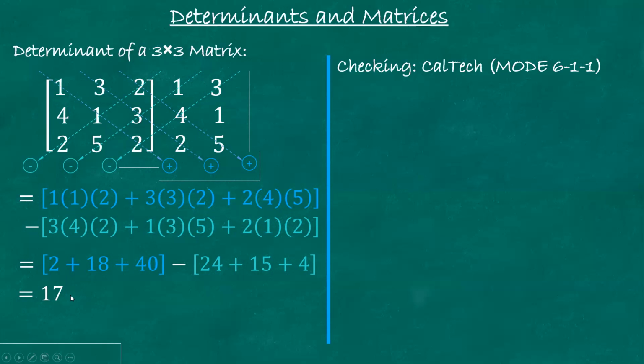The alternate solution is using a calculator. If you have a calculator, the Casio fx-570ES Plus, it is possible. You go to mode 6. Mode 6 is matrix. Then, the 1 here is matrix A. When you press matrix A, you choose the dimension, and you will see option 1 here, the 3x3 dimension.